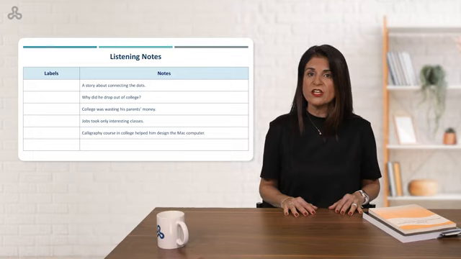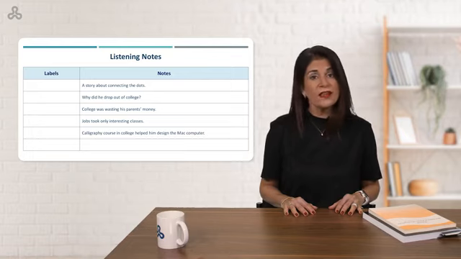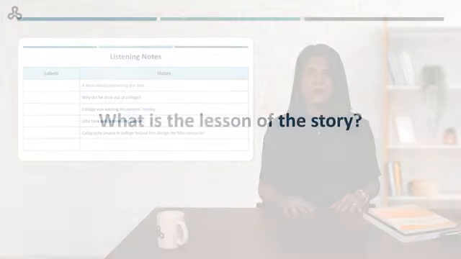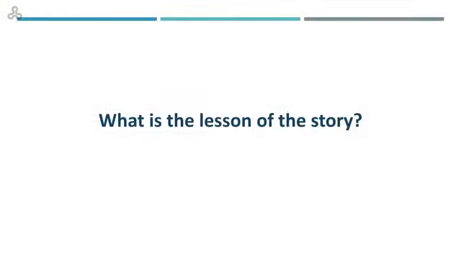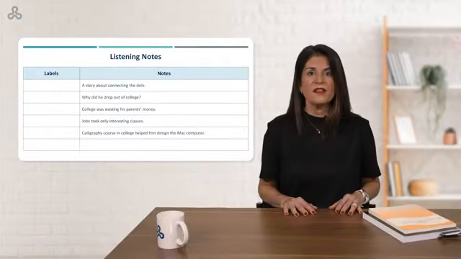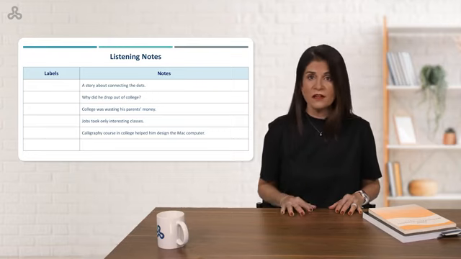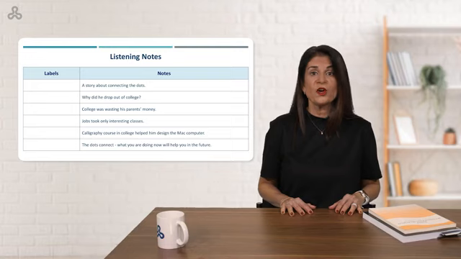What kind of information did we get here? Jobs is concluding his story with the lesson of the story. What is the lesson of the story? The lesson is, have faith that the dots will connect, and what you are doing now will help you in the future. Let's write a note. The dots connect. What you are doing now will help you in the future.